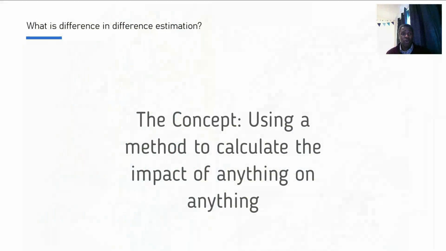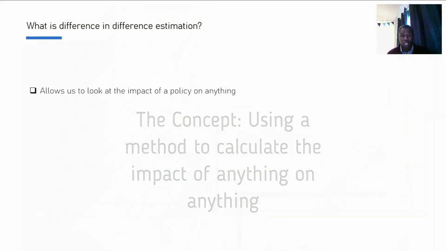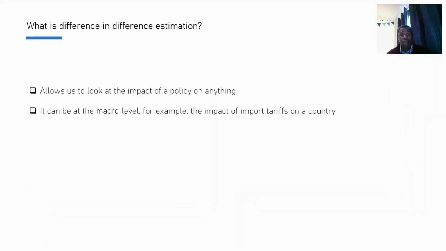What is difference in difference modeling or estimation? Well, it allows us to look at the impact of a policy on just about anything. It can be at a macro level. For example, the US government recently said that they will implement, or they may implement, import taxes on aluminium and steel coming to the country now.